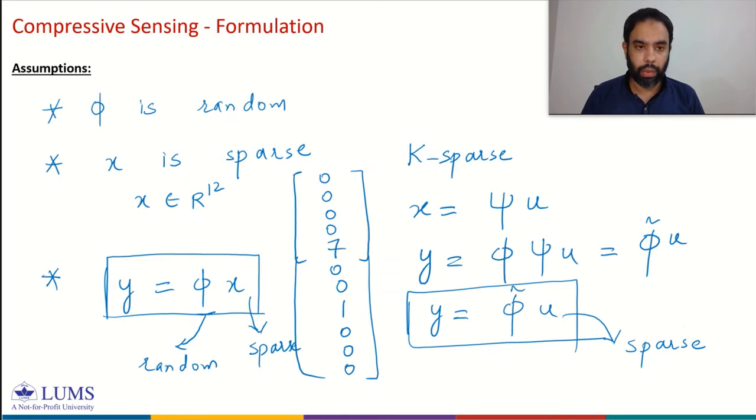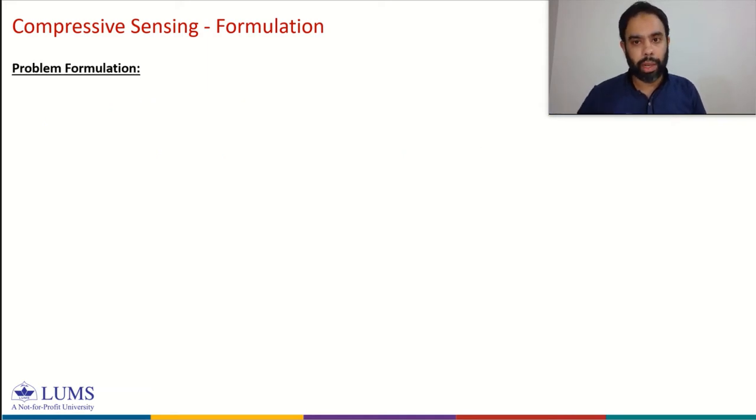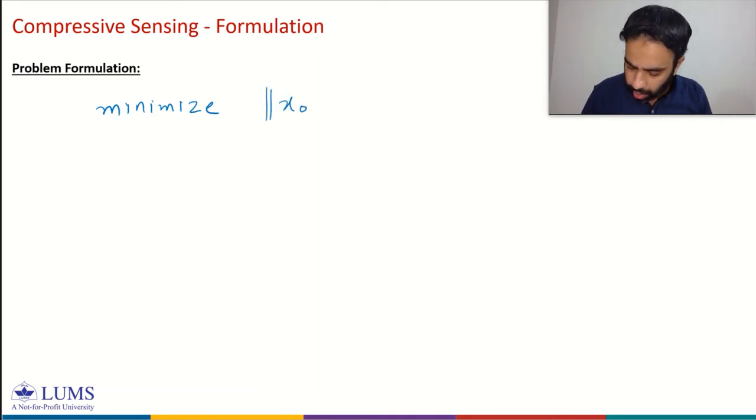And the answer is enforce sparsity, because x is sparse. We don't know x, we have fewer measurements y, and we have the measurement model. So the answer to this problem is that you can get the best x given y if you enforce sparsity while taking into account the measurement model. Let us now formally define this compressive sensing problem as an optimization problem. What we have is that we want to minimize the zero norm, which I call x zero.